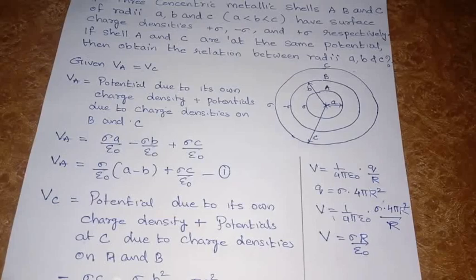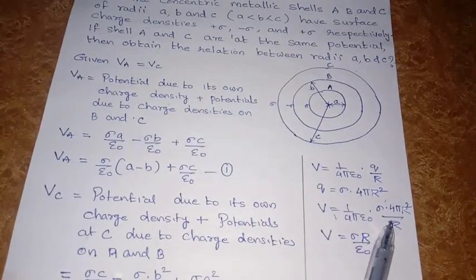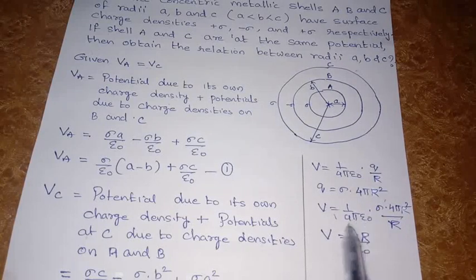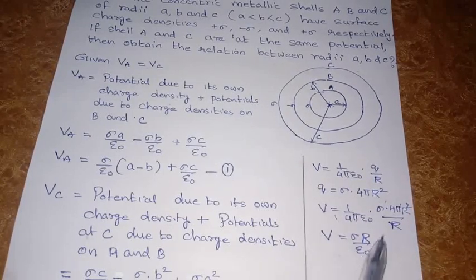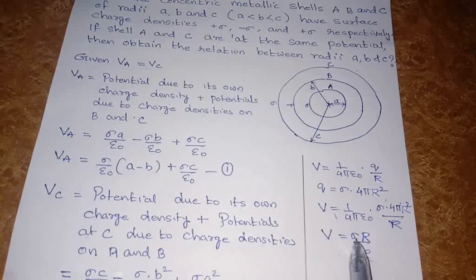So this is the potential due to the charged conducting sphere on the surface. So 4 pi cancels, r also cancels. What remains is V is equal to sigma r divided by epsilon 0. So what is sigma? Sigma is the charge density. What is r? Radius of the sphere. What is epsilon 0? Absolute permittivity of free space.